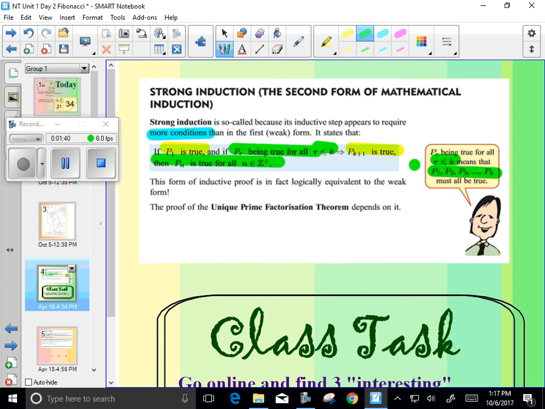So we used to just say P(k). The assumption step was n equal to k, and you'd say true for n equal to k. Well, now we're saying it's true for n equal to up to k, which is the strong condition.